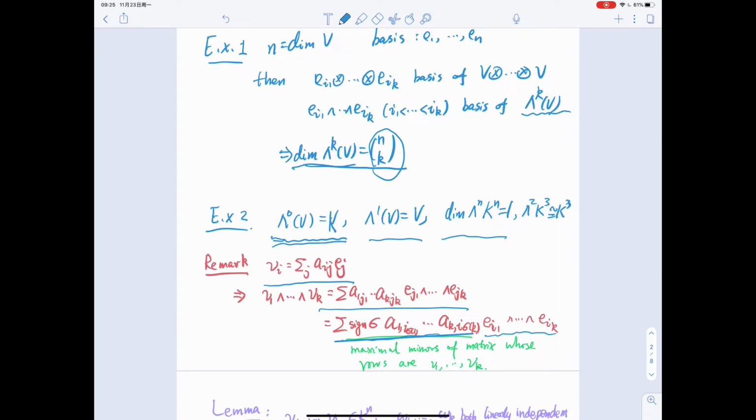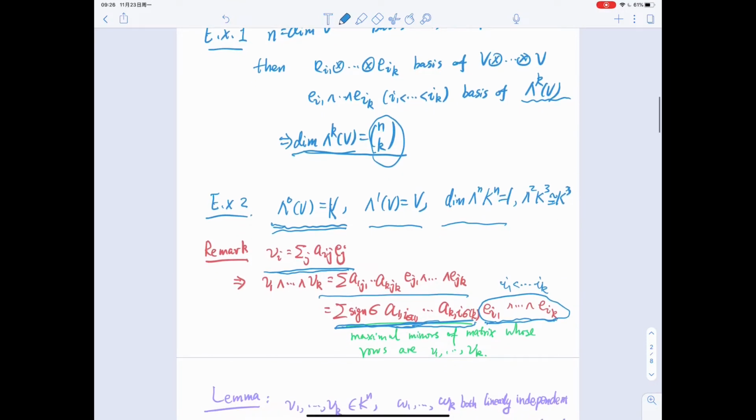An important remark: if vi in our vector space can be written under the basis ej like this, then v1 wedge ... wedge vk can be written as a coefficient times the basis e_i1 wedge ... wedge e_ik, in ascending order. And the coefficient is the maximal minor of the matrix whose rows are v1, v2, ..., vk.